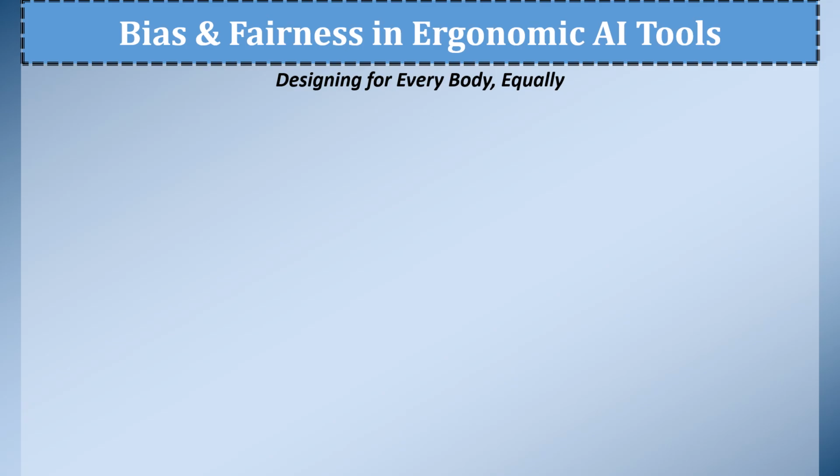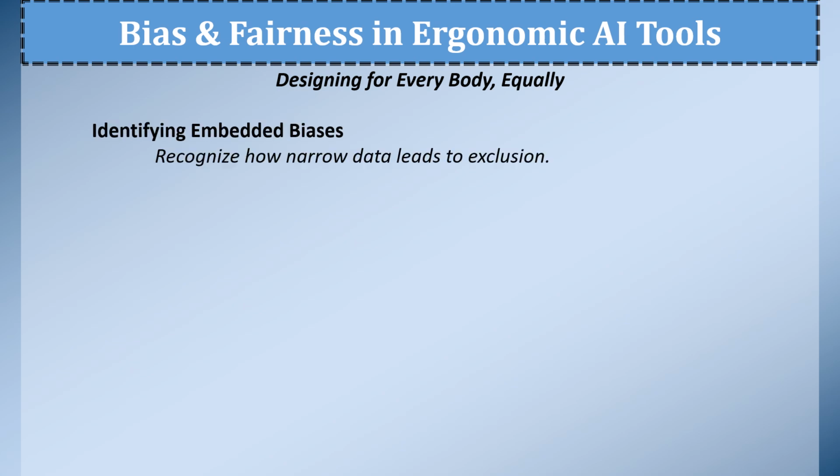Bias and fairness in AI ergonomics tools, designing for everybody equally. Identifying embedded biases. If AI is trained on data that represents only a narrow group, such as average-size male users, it may fail to support users of different sizes, genders, or physical abilities. This can lead to exclusion, discomfort, or even increased risk for certain groups.